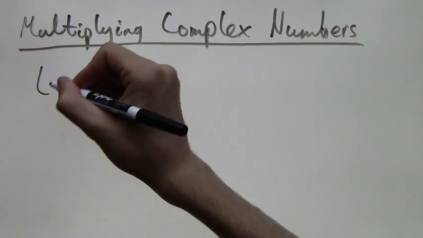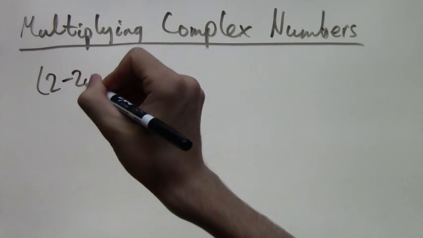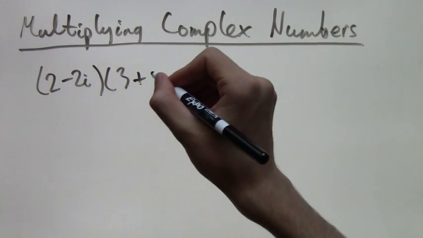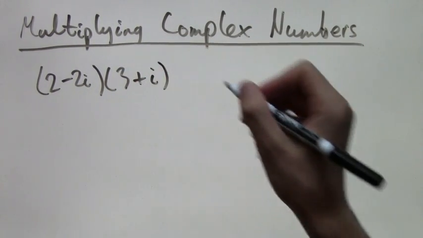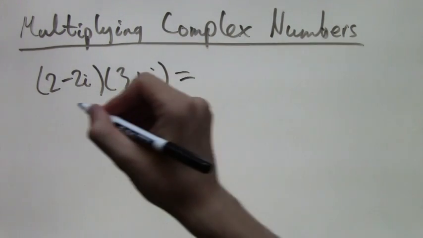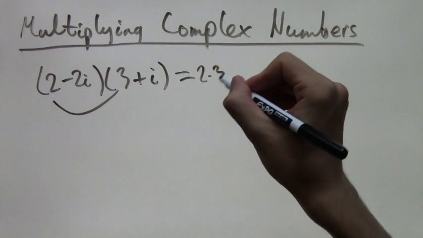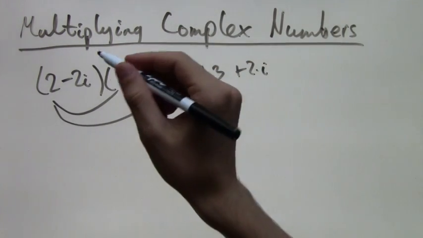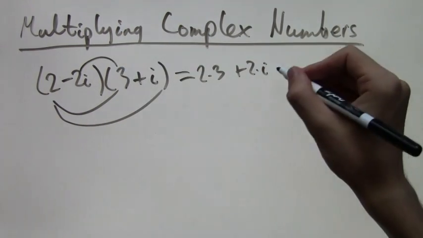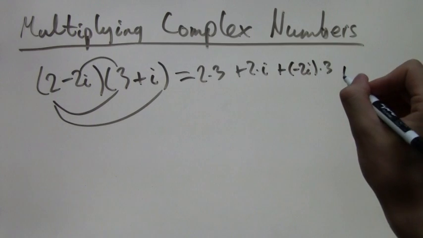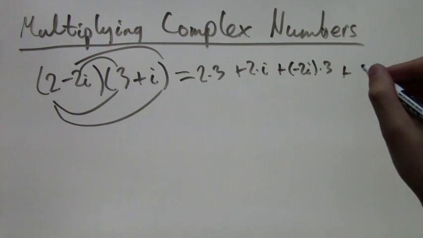Alright, let's do another example. Let's say we have 2 minus 2i times 3 plus i. We do the same thing. We just FOIL it out. So 2 times 3, then 2 times i, and then -2i times 3, and then -2i times i.